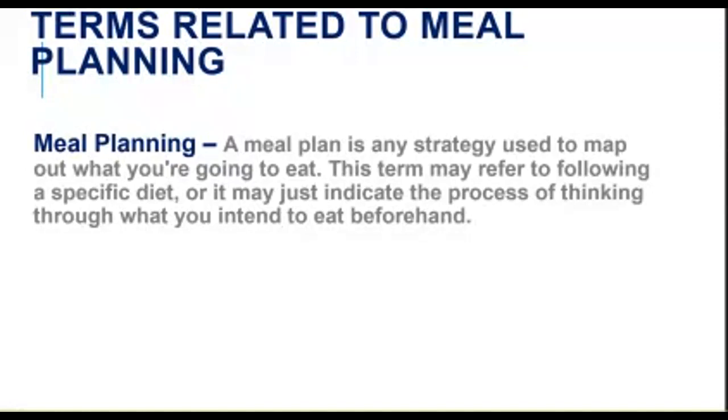There are some terms related to meal planning that you need to know. The most important one being meal planning. Meal planning is a strategy that is used to map out what you are going to eat. The term may refer to following a specific diet, or it may just indicate the process of thinking through what you intend to eat beforehand. And the key term there being beforehand, meaning that this meal plan needs to come before the time that you intend to eat the meal.